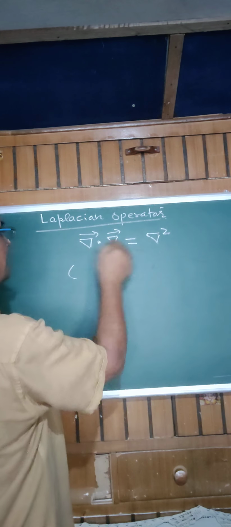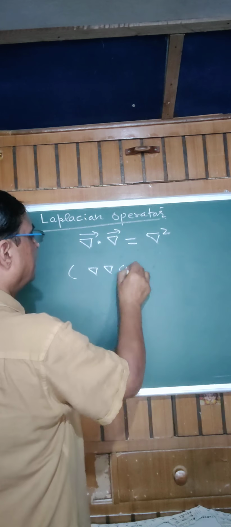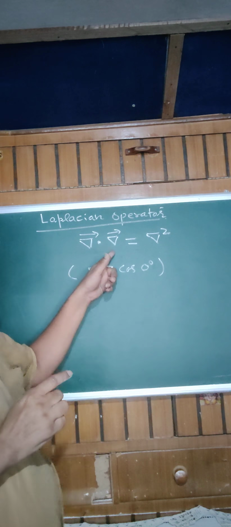What is a dot a, or what is a dot b? Magnitude of a, magnitude of b into cos of the angle, ab cos theta. So here it is del dot del. They are the same vectors. So what will be the answer? Answer will be del square. Why? Because a dot b is magnitude of a into magnitude of b into cos of the angle between them. They are alike, they are parallel, equal vectors. So what is the angle between them?